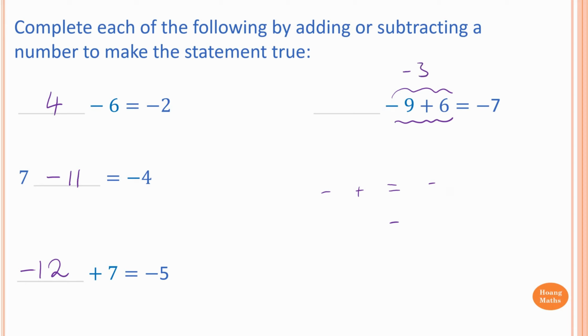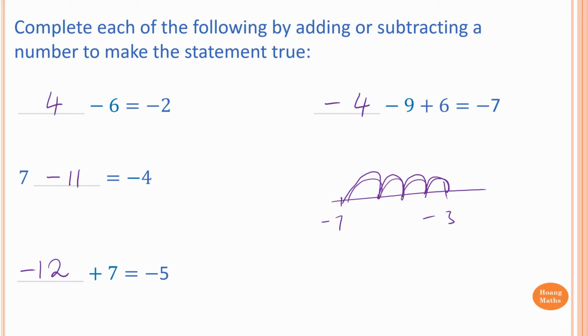So this means that a number plus negative 3 is equal to negative 7. So if you use the number line, you start from negative 3, and then you move all the way to negative 7. So that means you move 4 units. So from 3, you just go 3, 4, 5, 6, 7. So 1, 2, 3, 4. There you go. You move 4 units to the left. So that means minus 4. So minus 4 minus 9 plus 6 is equal to negative 7.